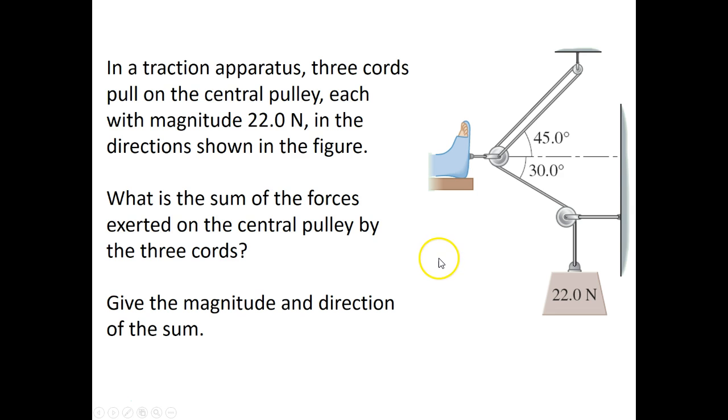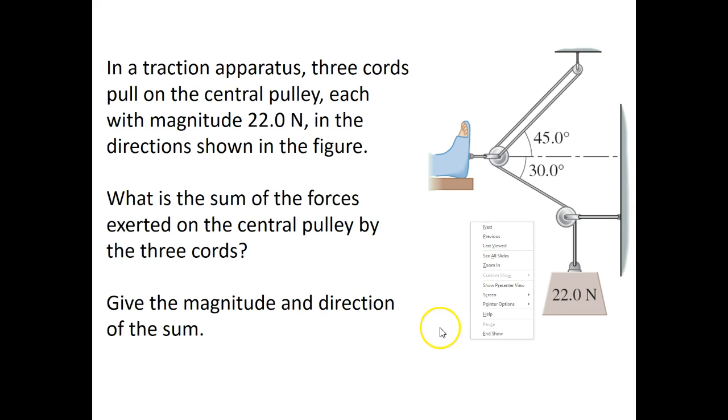Moving along, if we go on to the next slide, here we've got a little bit more difficult problem. This one says an attraction apparatus. Three cords pull on the central pulley, each with a magnitude of 22 newtons in the direction shown in the figure. They want to know what is the sum of the forces exerted on the central pulley by those three cords. And they also want us to give the magnitude and the direction of the sum. So let's go ahead and go on.